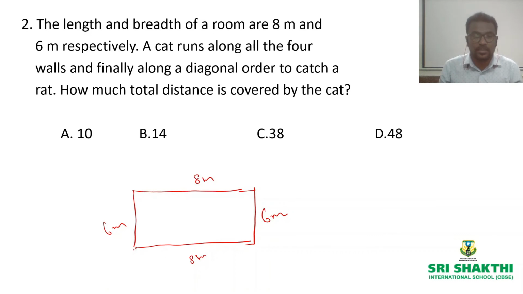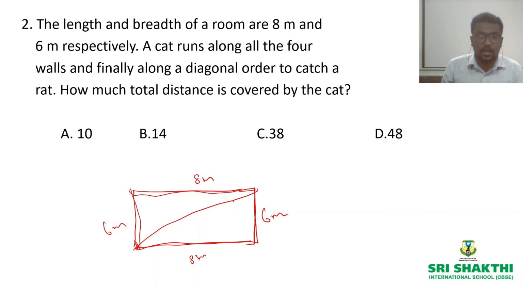So assume that the cat is starting from here. It is running around all the four walls, and after reaching this particular point, it is going diagonally to catch the rat. How much total distance is covered by the cat? So the four walls we have to calculate at first, which is nothing but 8 plus 6 plus 8 plus 6, which is nothing but 14 and this is also 14, so 28.